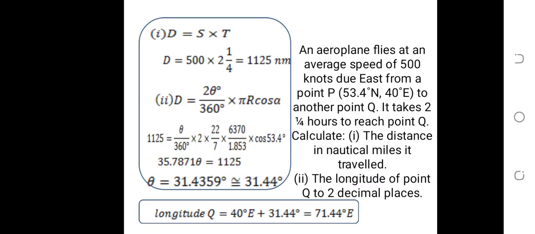An airplane flies at an average speed of 500 knots due east from a point P 53.4 degrees north, 40 degrees east to another point Q. It takes 2.25 hours to reach point Q. Calculate 1. The distance in nautical miles it travels. 2. The longitude of point Q to 2 decimal places.